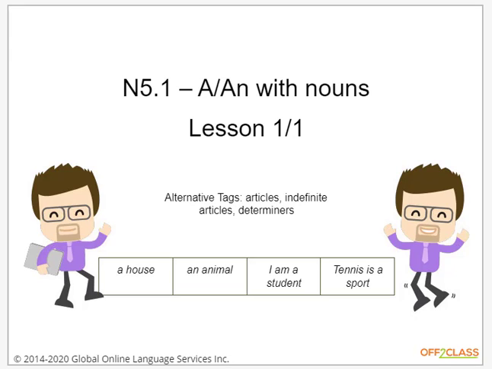Okay, so the objectives of today's class are to introduce nouns as a person or thing, to use a/an with a person or thing, to use a/an to say what a person or thing is, and for jobs and professions. Okay, let's begin.